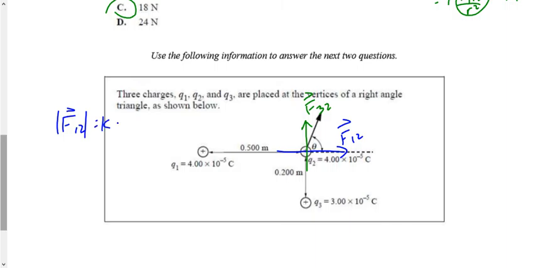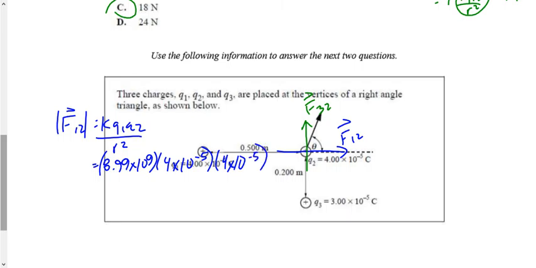It's K Q1 Q2 over R squared. It's 8.99 times 10 to the 9 times Q1, which is 4 times 10 to the minus 5. Be careful about the exponent there. Times 4 times 10 to the minus 5, because that's what Q2 is as well, divided by the distance, which is 0.500, and we got to square that. Does anybody have the value of F12 there?